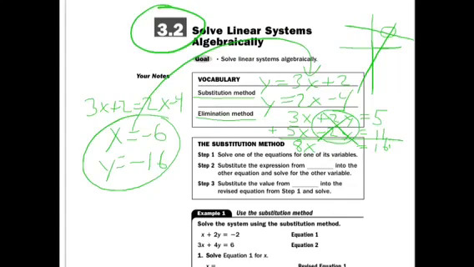In the substitution method, solve one of the equations for one of its variables. Instead of solving both of the equations for y and setting them equal to each other, just solve one of them for y and plug that back in. So you're going to substitute the expression from step 1 into the other equation, and then you're going to substitute the value from step 2 into the revised equation from step 1. So let's take a look at what that might look like here.